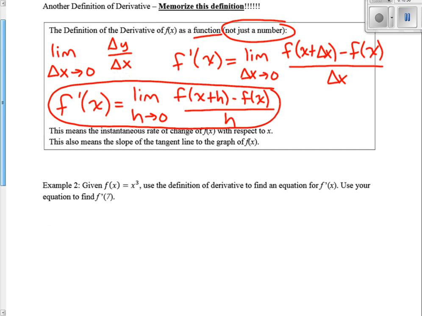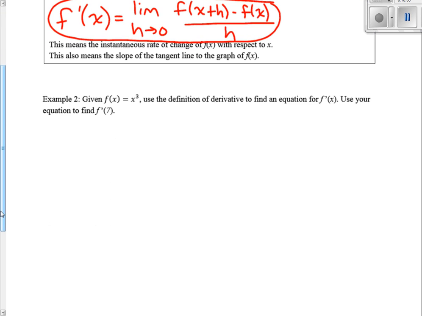So moving on to example 2. We have f of x is x cubed. We're going to use the definition of derivative to find an equation for f prime of x, so not a number. Then I'm going to use that equation to find f prime at 7. That will be a number.